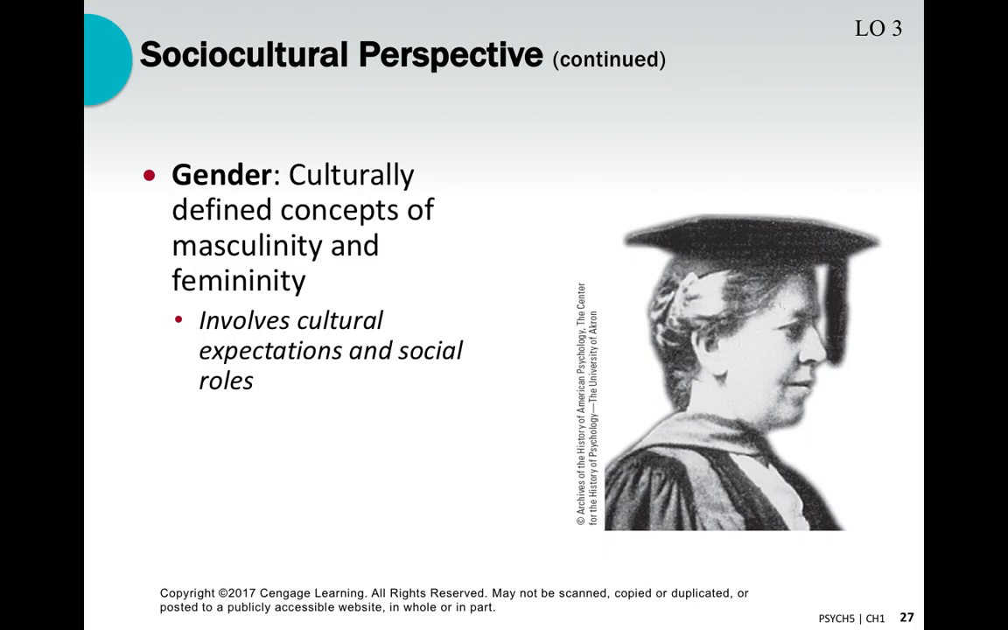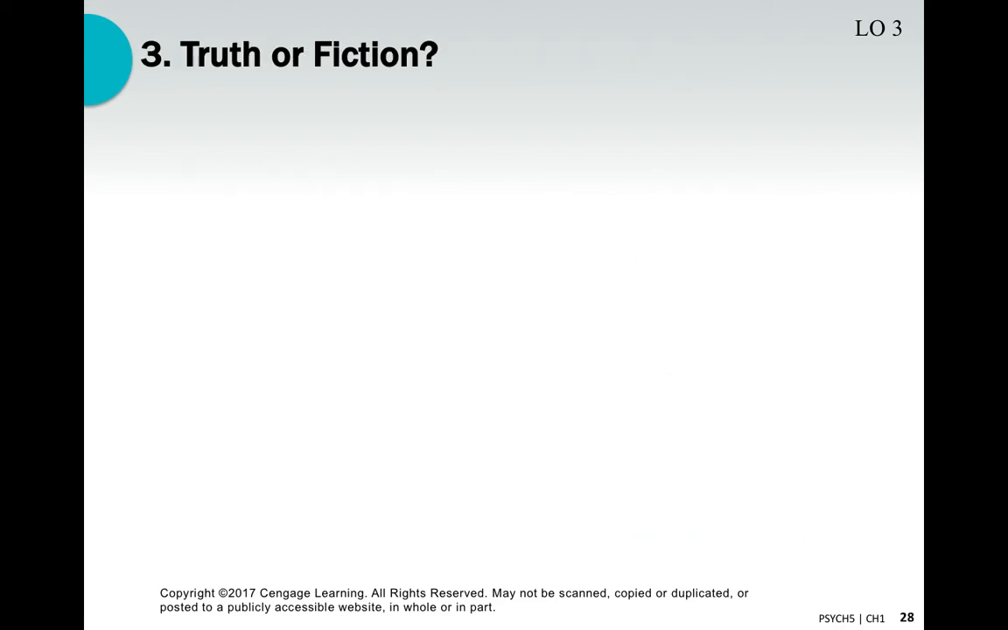The lady pictured in this picture on the right, I believe this is Mary Calkins. This is one of the first women to earn a PhD in psychology, but there was a time and place where that was not the case, where women could not earn PhDs in psychology. Now, the vast majority of people who obtain PhDs in psychology are women. So we see a huge shift in terms of gender expectations and social roles along the lines of gender.